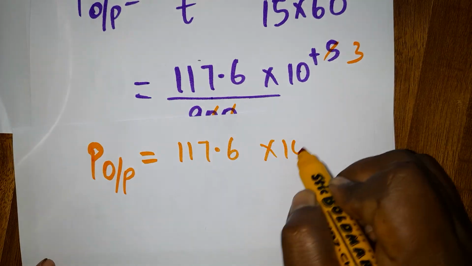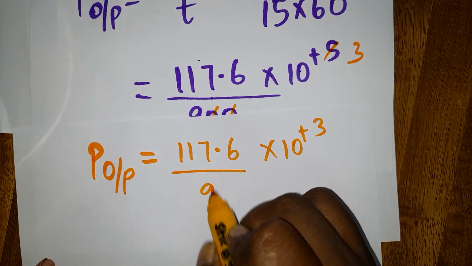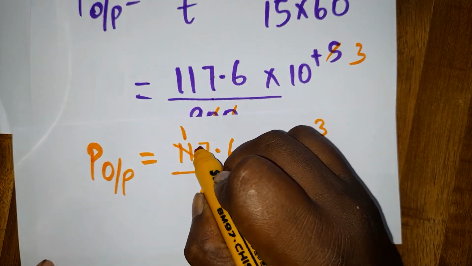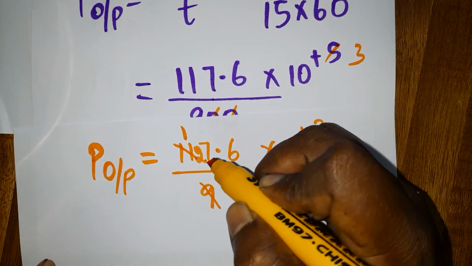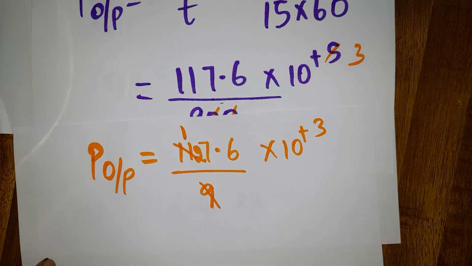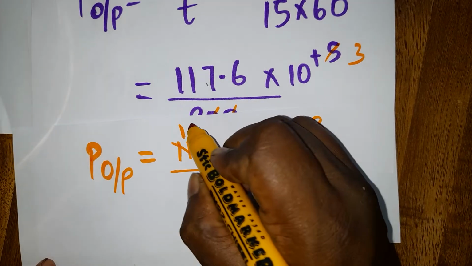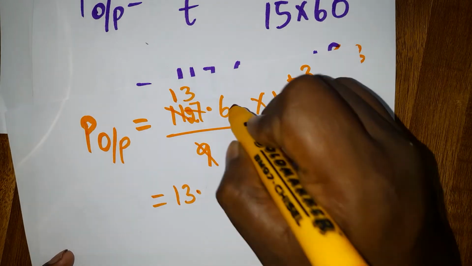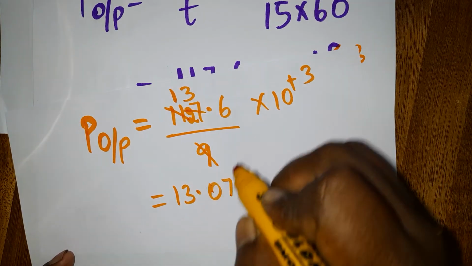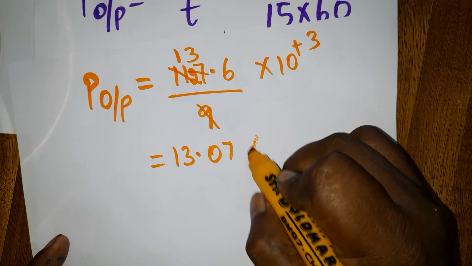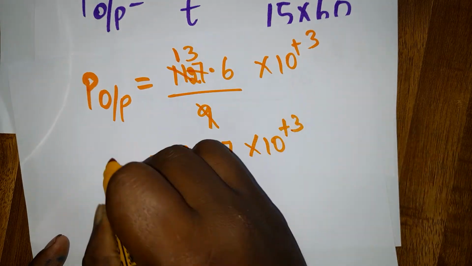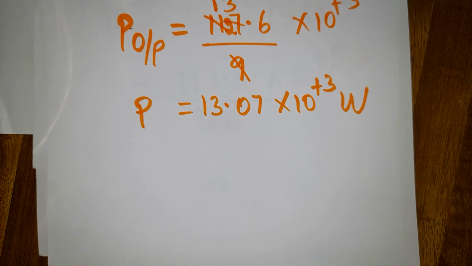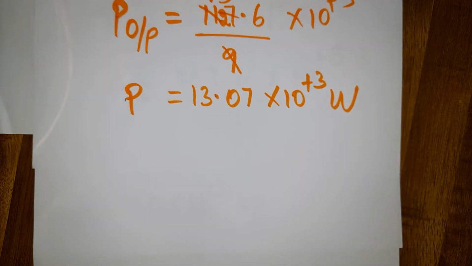See here now, 117.6 into 10 power plus 3 divided by 9. If you are cancelling with the 9 table, this is going to be 1 times. Remaining 2 will be there. 27 will be 3 times. Actually 13 point something will go, 13.07 will be there. Approximately it's going to be 10 power plus 3. The power we are calculating, the power unit is called watt. Energy unit we can take as joules, power unit we can take as watt.